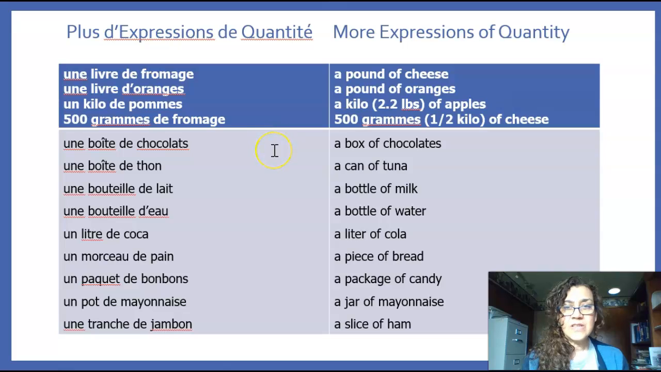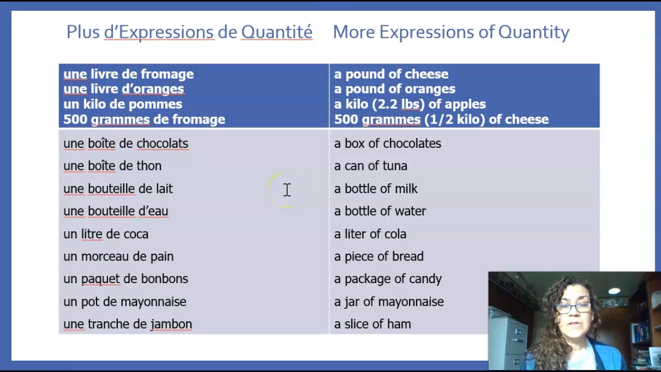Okay, on to the packaging. So you'll notice from the first two examples, they both use the word boîte. So une boîte de can mean either a box of or a can of. Okay, it means both. So if you want to say a box of chocolates, une boîte de chocolat. A can of tuna, une boîte de thon.